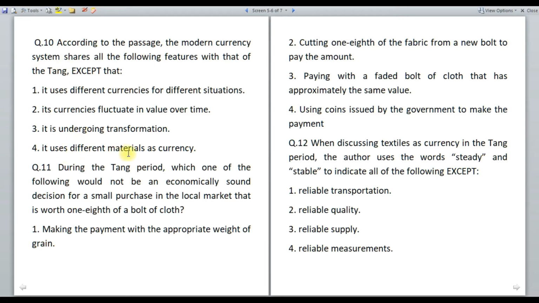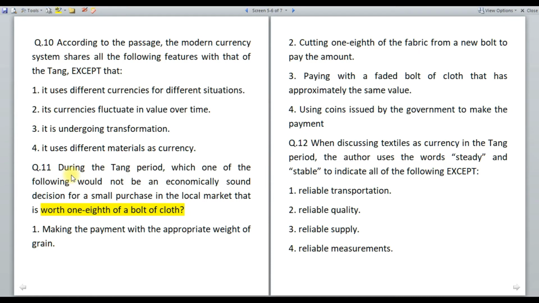It uses different materials as currency is very clearly brought forth in the last paragraph. Like in the modern era, different materials are used, like banknotes, checks and coins, and so is the case with the Tang era also. Like coins, food grains and textile were used. And therefore the obvious choice in that case would be the third one.